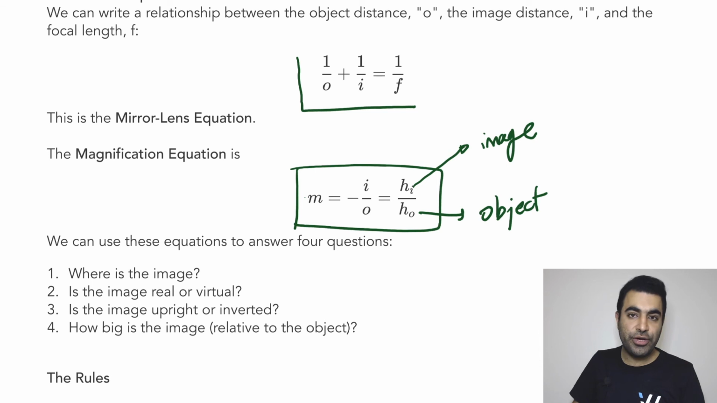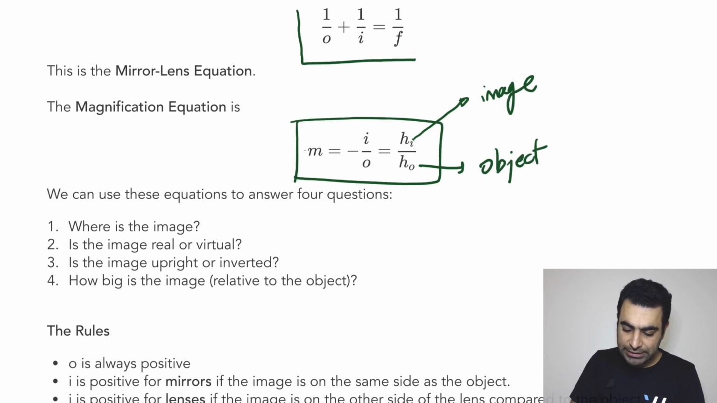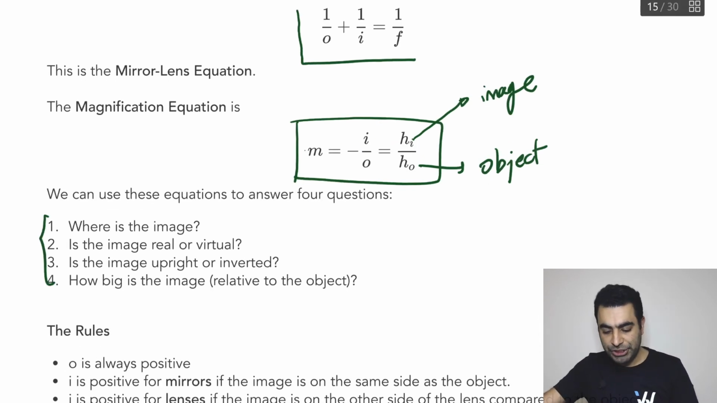Using these two equations, we can answer questions like: where is the image located? Is the image real or virtual? Is the image upright or inverted? For example, in this equation, if we have an upright image, h would be a positive number. However, if we get a negative value for h, it means that we have an image which is inverted.